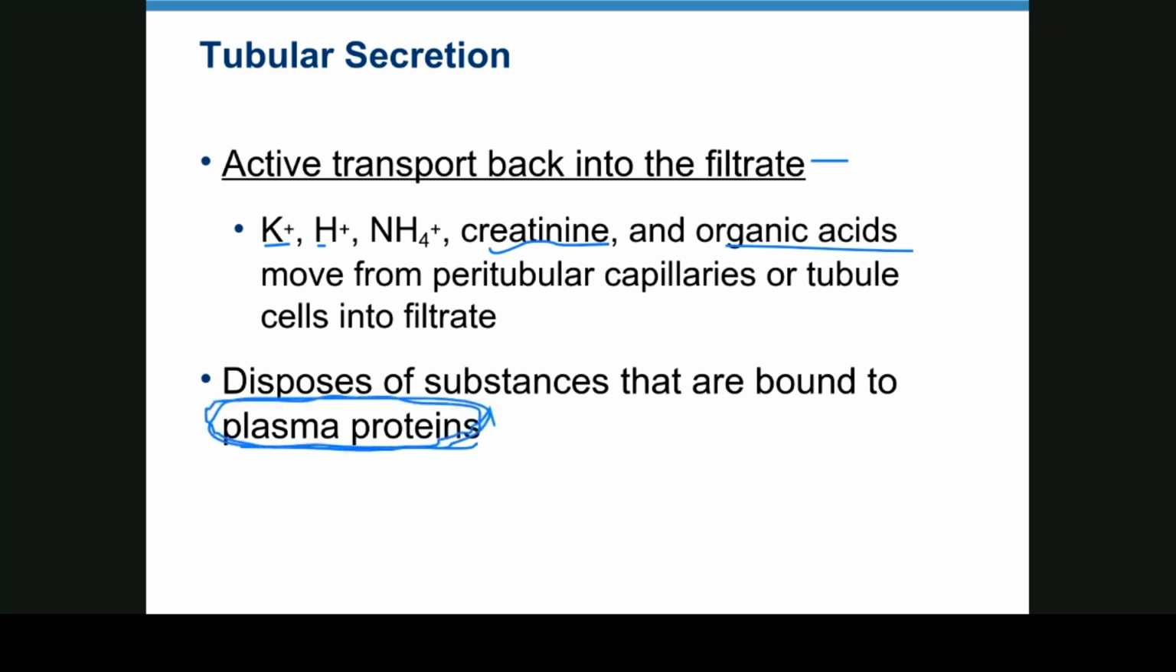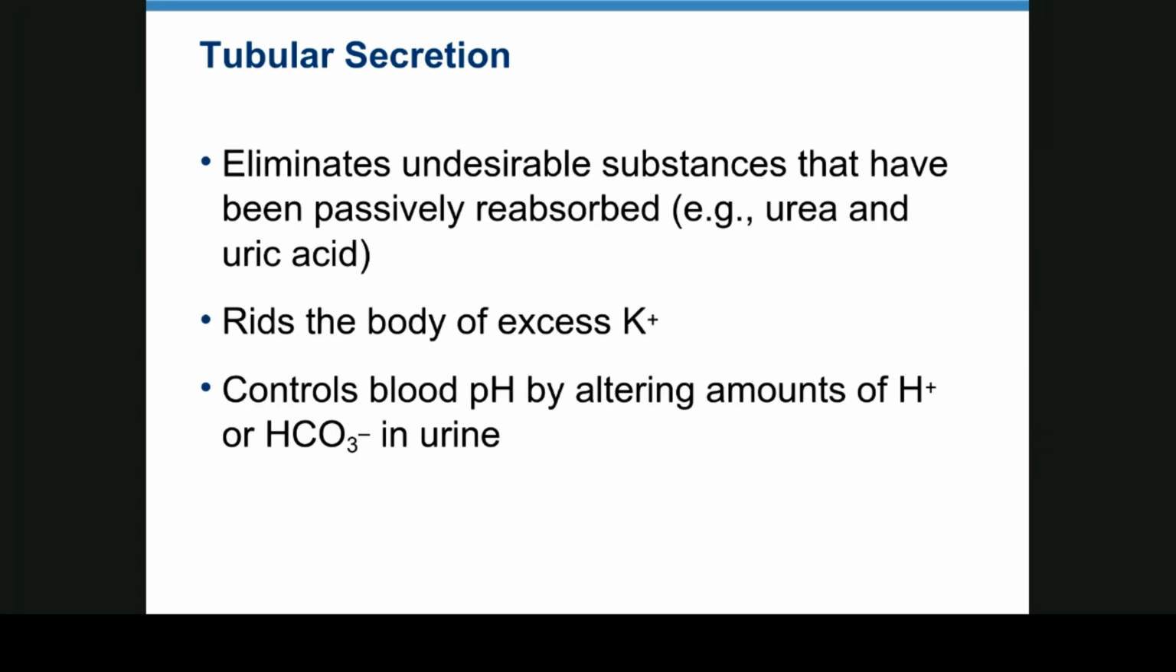So don't do drugs. Okay, tubular secretion eliminates stuff that has been passively resorbed, like urea and uric acid, excessive potassium, and also controls the pH of the bloodstream. If it's too acid, you kick out acid. If it's too alkaline, you kick out base, bicarb.